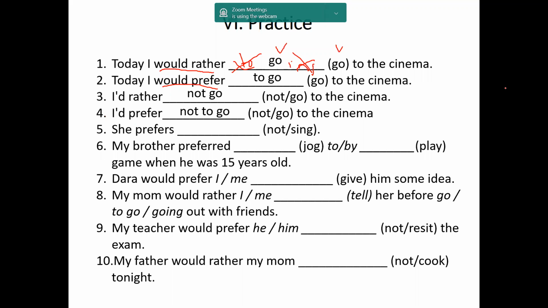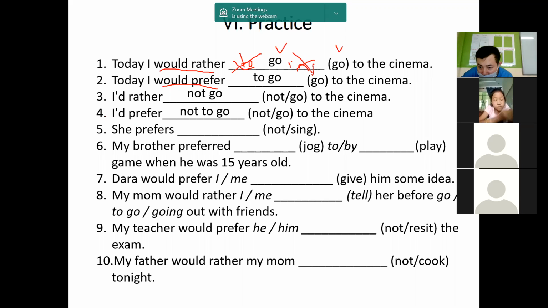Number five, she prefers. Who should be number five? Protanek. Yes, sir. She prefer not singing. Singing, right? So prefer plus gerund, right? So sing becomes singing, and then we want to put negative, just put not. She prefer not singing. Good. Number six. Kita, number six.